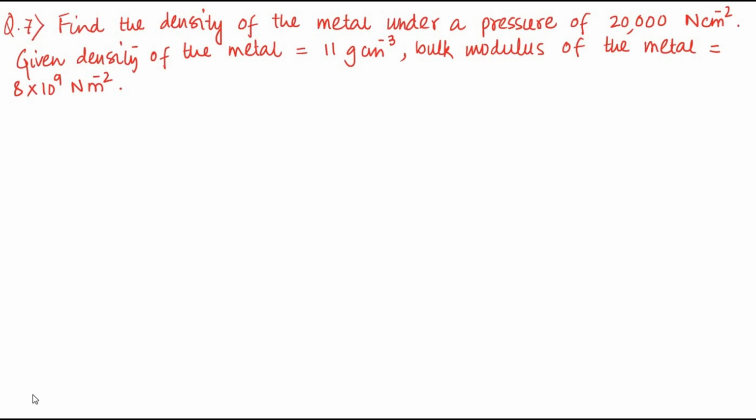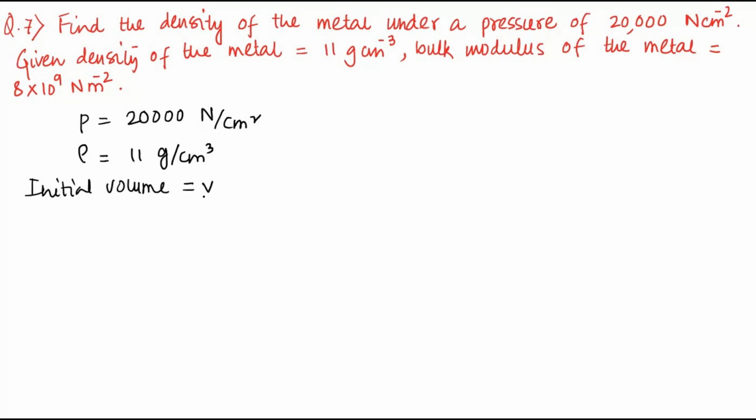Question number 7. Find the density of metal under a pressure of 20,000 Newton per centimeter square. Given density of the metal is equal to 11 gram per centimeter cube. Bulk modulus of the metal is 8 × 10^9 Newton per meter square. Okay. So we can assume the pressure is 20,000 Newton per centimeter square. Then we have the density of that metal, rho, is 11 gram per centimeter cube, and we are assuming that the initial volume of that metal is V.